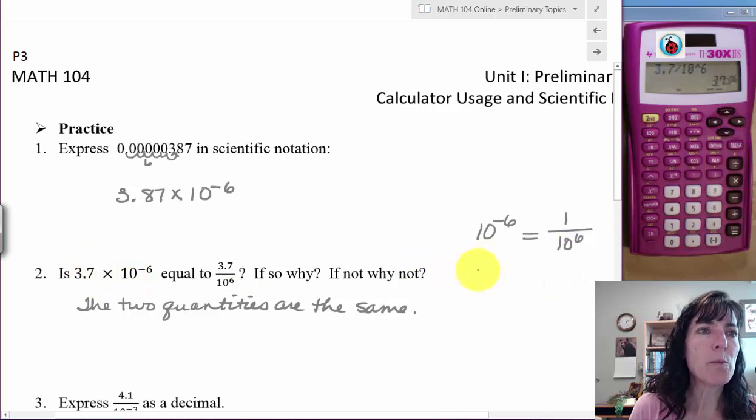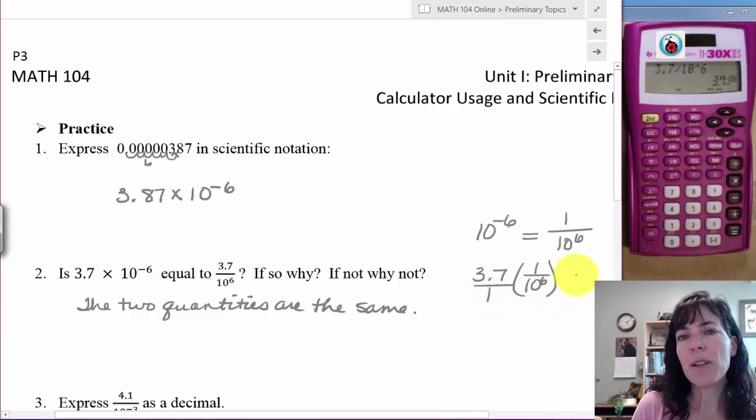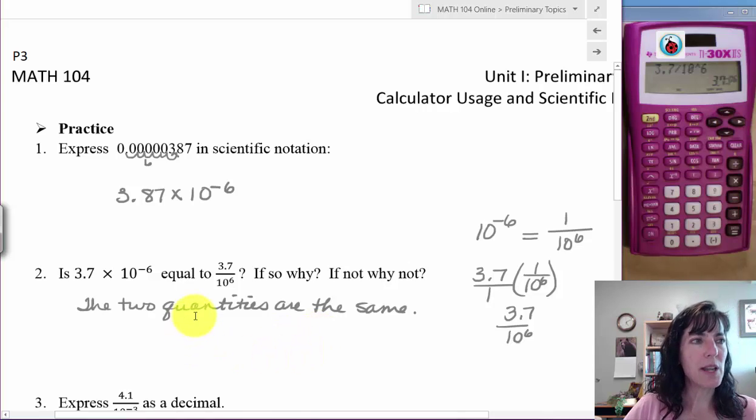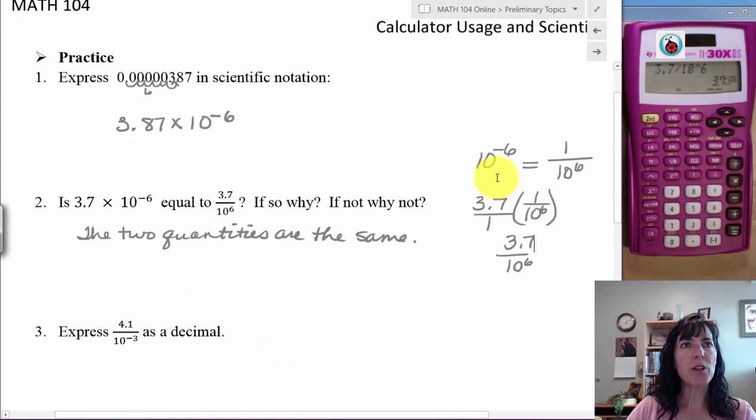And then when we multiply that by 3.7, that little x that we use for scientific notation is kind of a custom to use it, but it really just means multiply. So we're multiplying by 1 over 10 to the 6th. 3.7 is over 1, and when I multiply those, then I get 3.7 over 10 to the 6th. So they do come out the same. And we could use this explanation as my reasoning there.